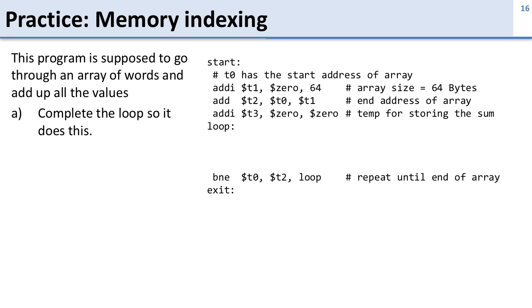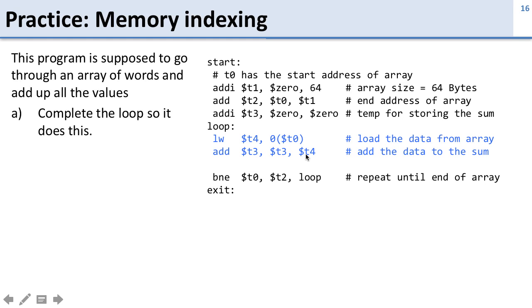So let's take a look at completing the loop. The first thing we need to do in the loop is load the value. If you look at the code that goes on here, T0 has the start address of the array, T1 has the size, and T2 has the end. And so T3 is going to be where we store the sum. So T0 has the start of the array, we're going to load it into T4, okay, and then what do we want to do? Now we're going to add that value into the values we have so far.